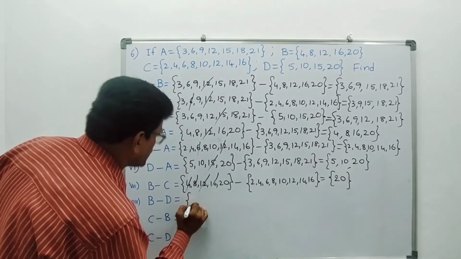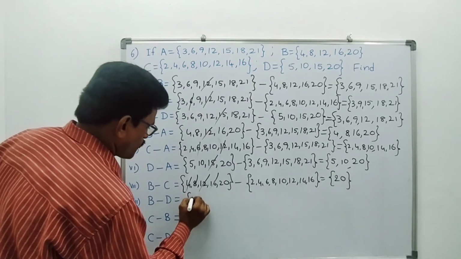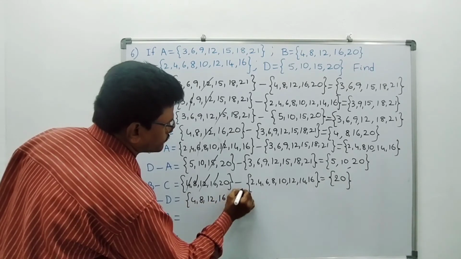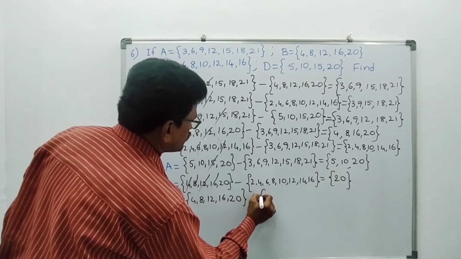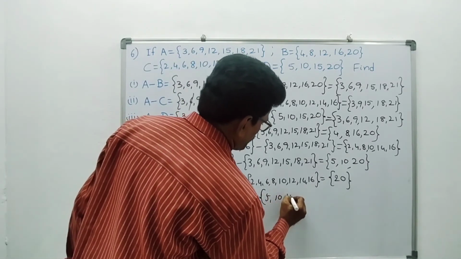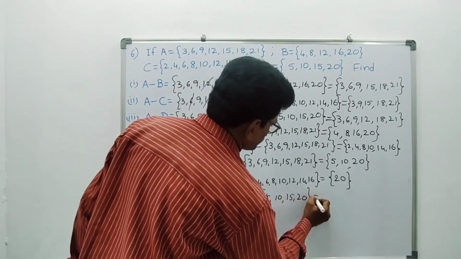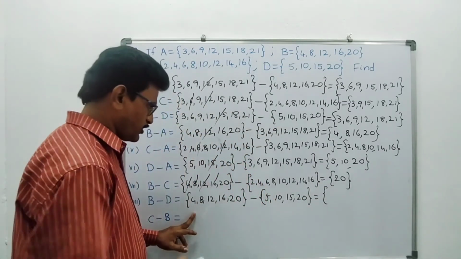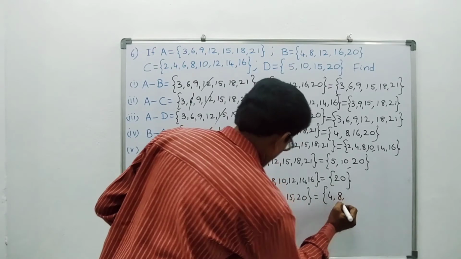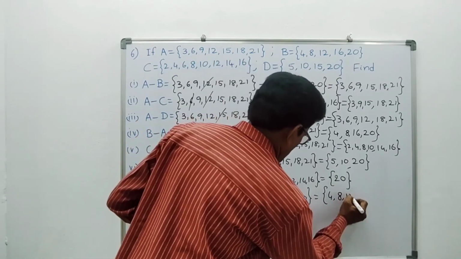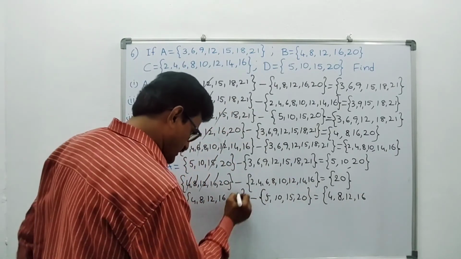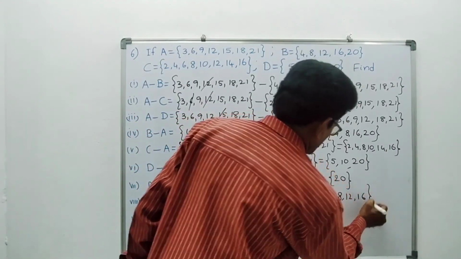Now B minus D. First elements of B. 4, 8, 12, 16, 20 minus. Now elements of D. 5, 10, 15, 20. So what is the result? 4, it is not there. Write down 4. 8, it is not there. Write down 12, it is also not there. Next 16, it is not there. Now 20, it is there. Cut down that. So this is the result.